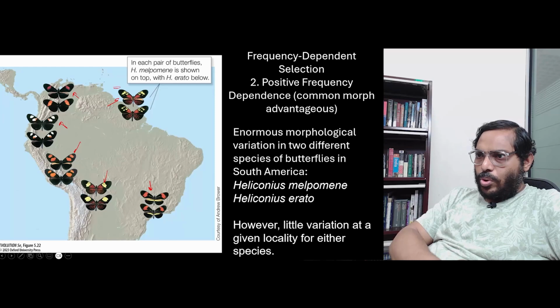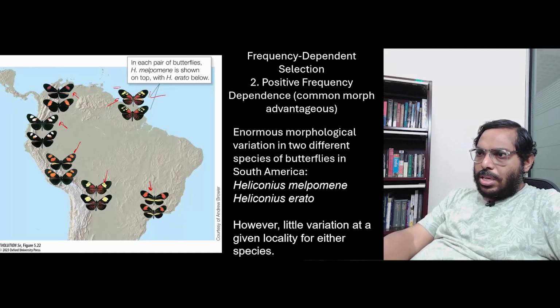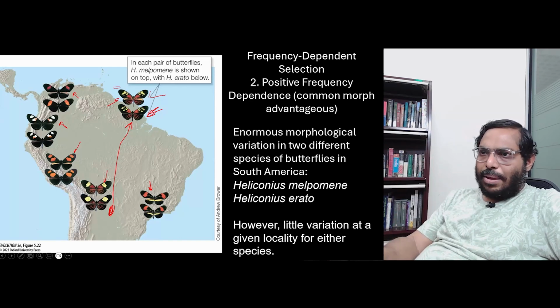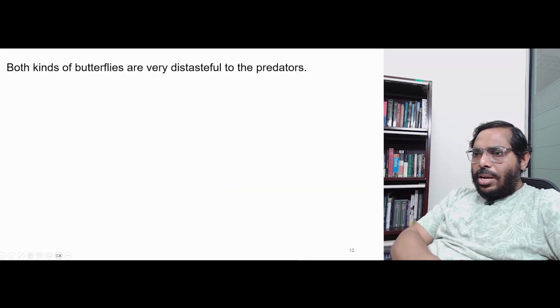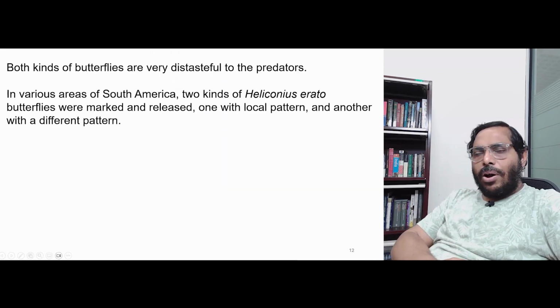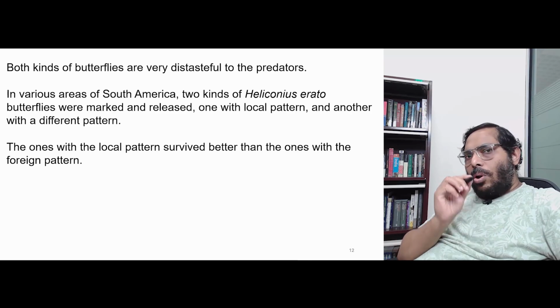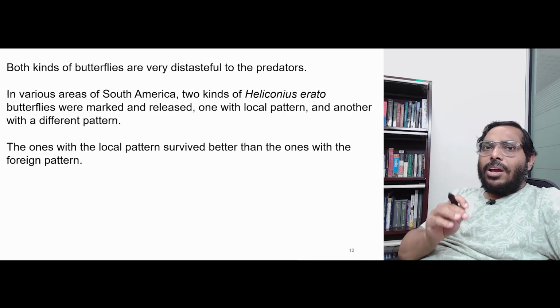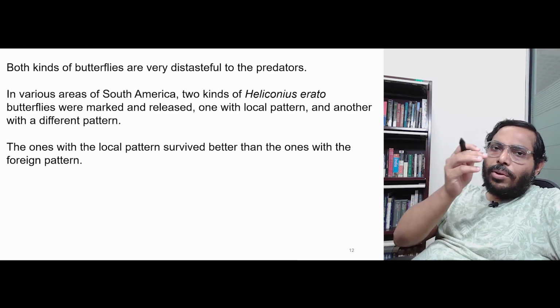In other words, just to show you, suppose for this place they will introduce Heliconius erato which looks like this, and they will also take Heliconius erato, let us say from here, and introduce that over here. So two kinds of Heliconius erato are being introduced in the same place. Similarly for this place, local and from some other place. And when they did all that, they found to their amazement that it is always the introduced ones with the local pattern which survive better than the ones with the foreign pattern.